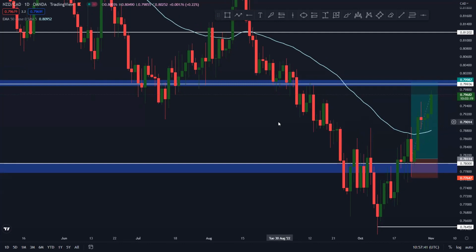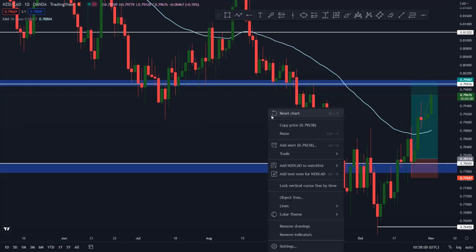Here is a NZD CAD trade I took last week that I will be using as a case study. Currently, this is still running, and we're just a few pips shy of my take profit. I'll quickly clear up my chart so I can get down to the analysis.